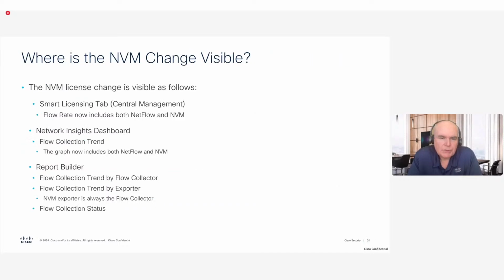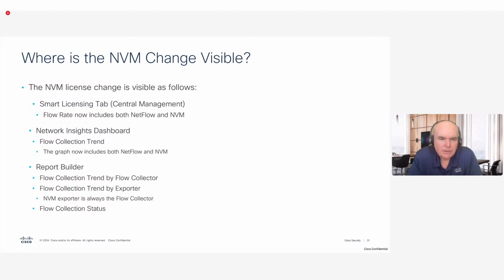So here we're just showing you what has changed, the NVM license. You will see a change in the back end in smart licensing. It won't have a separate category on that, but you'll see that flow rate, all of a sudden, you might see your flow rate actually increase because of that additional NVM flows coming in is now included with your more traditional NetFlow that you'd see.